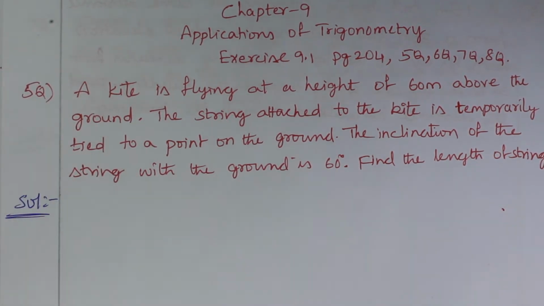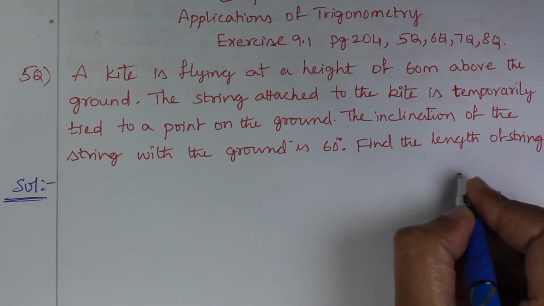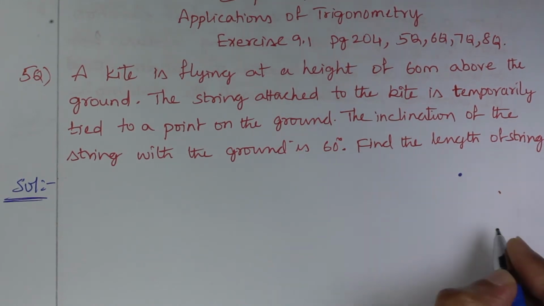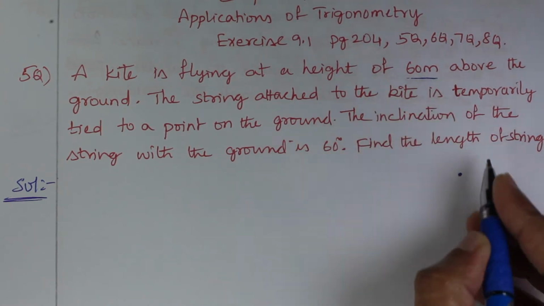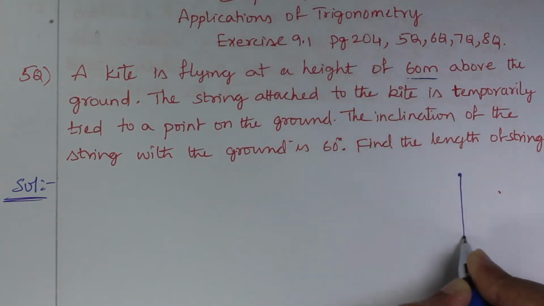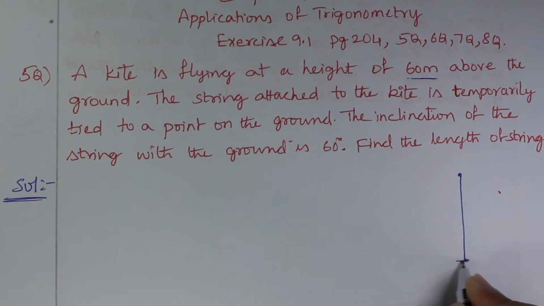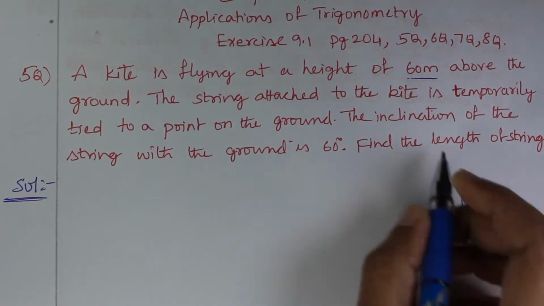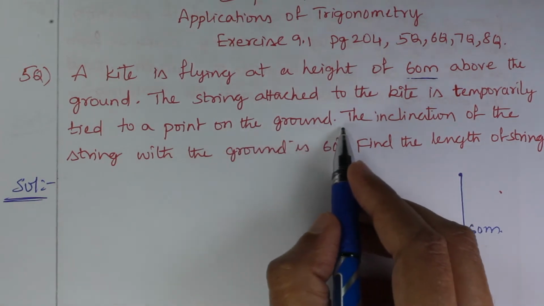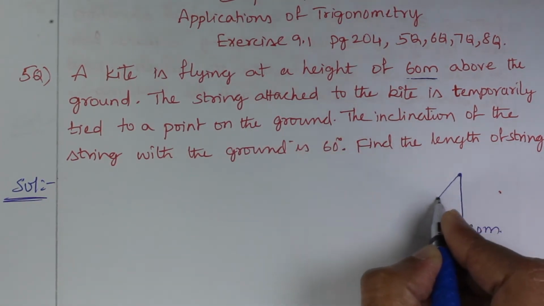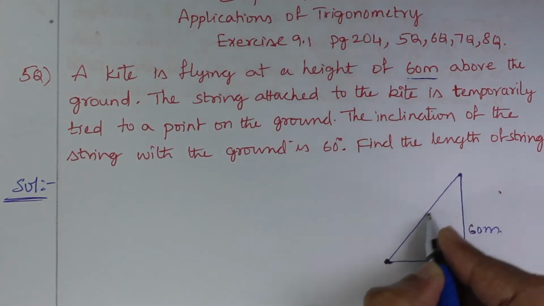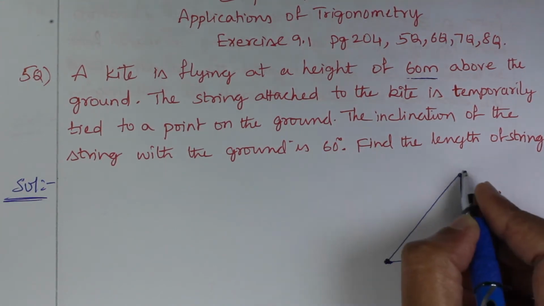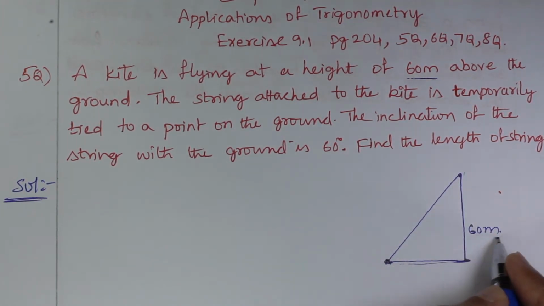So there is a kite which is flying. Let us assume this point to be the kite. It is at a height of 60 meters from the ground. So this is 60 meters. Now it is tied with a string from the ground. Let us assume this point to be on the ground. This is a point, this is the string, and this is the kite, and this is the height of the kite from the ground, 60 meters.